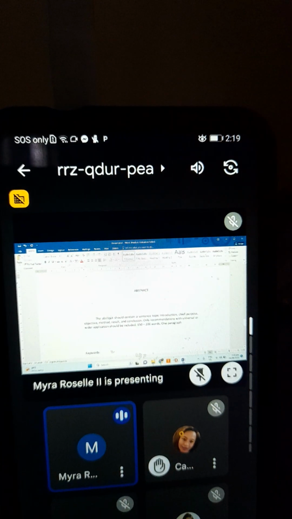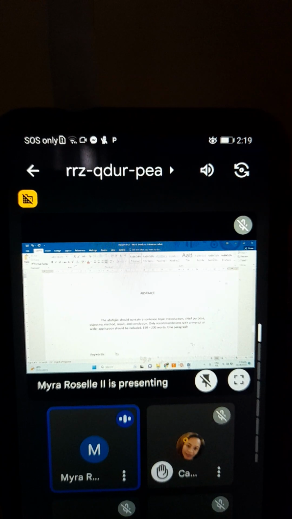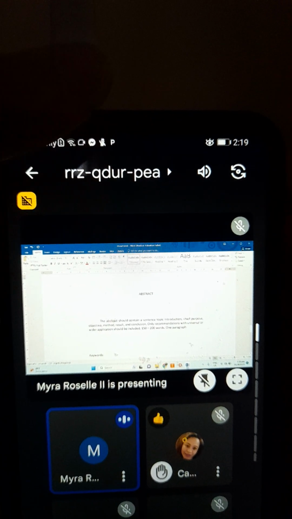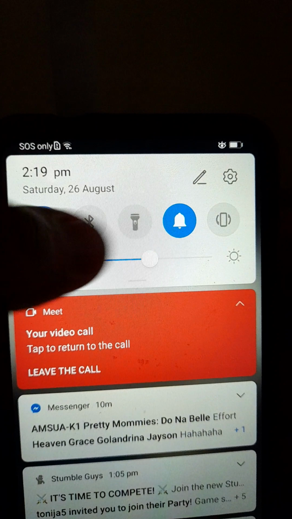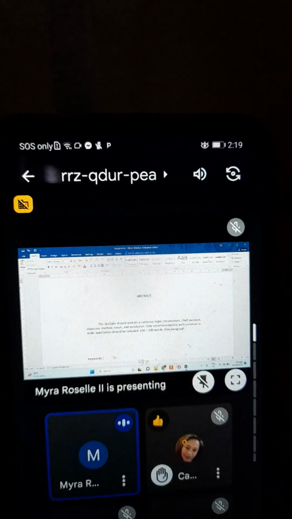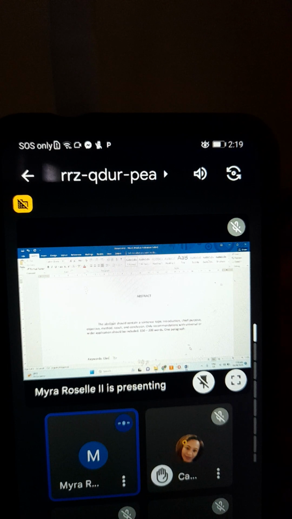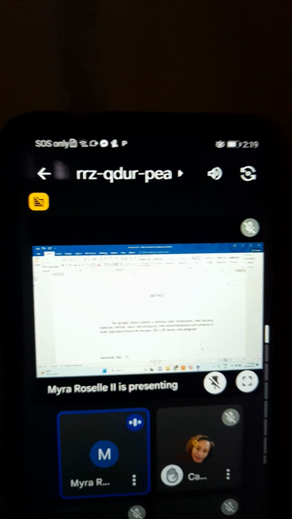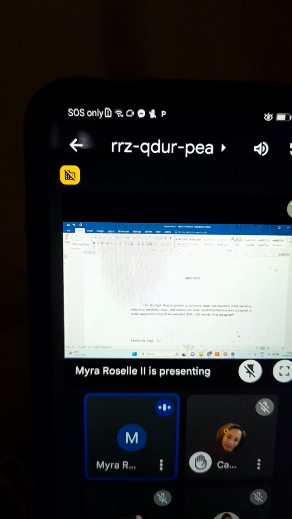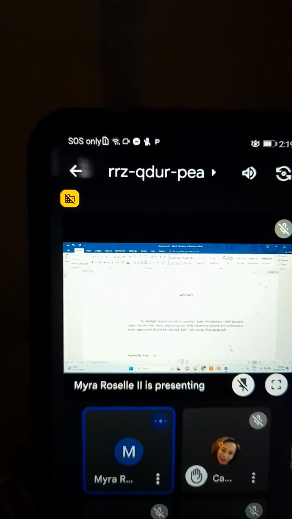Okay, so for the keywords, 7 words. This should include your course. For example, engineering, let's have electrical engineering. Okay, what other kinds of engineering, mechanical. And then you have the concept.